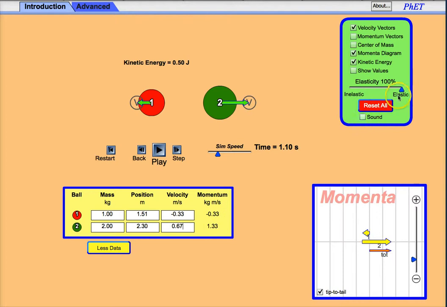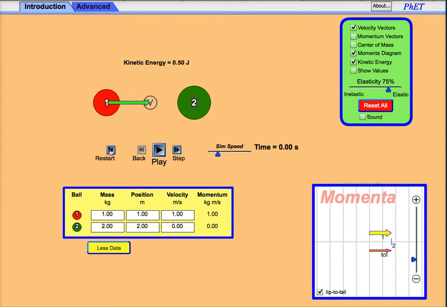Alright, now let's set the elasticity slider somewhere around 75%. Let me press restart, and that brings me back to the initial conditions, which is exactly the initial conditions before the collision in the previous experiment. You can see that the velocity was 1 meter per second to the right for ball 1. Momentum is 1 kg meter per second, only ball 1 is moving to the right. And you can see that kinetic energy still remains 0.5, which were the initial conditions in the previous experiment.